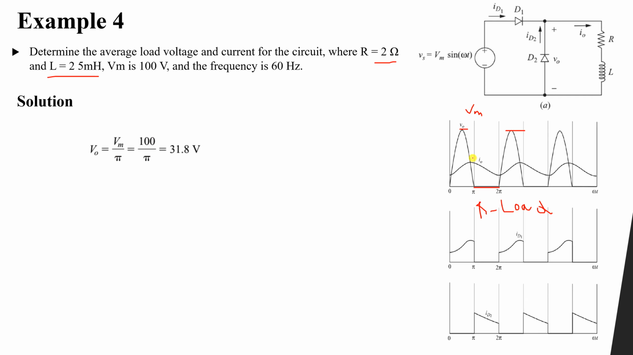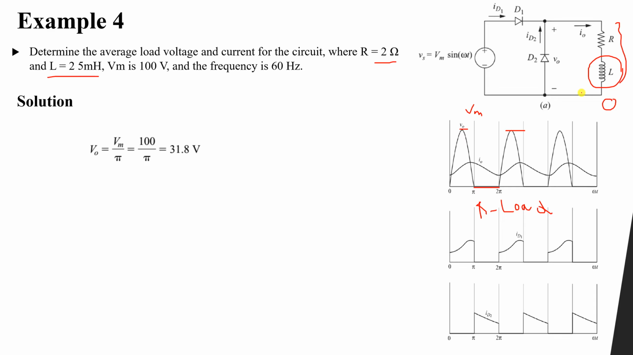Now, what if I would like to get the average current? I average, the average current through this load. As we remember, the average voltage of the inductance is equal to 0. Here I'm talking about average, not root mean square.